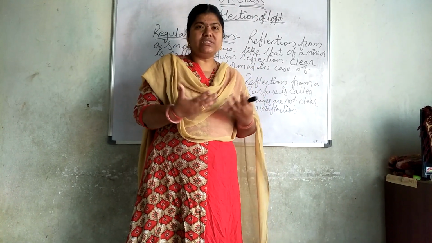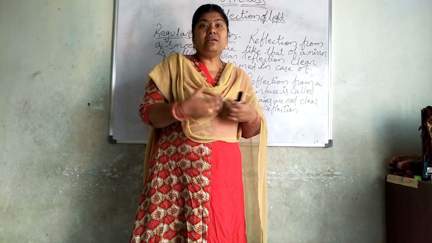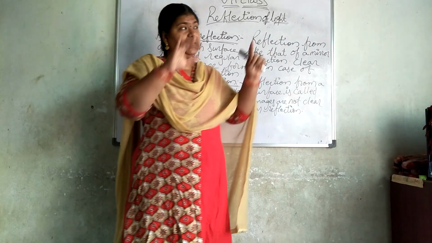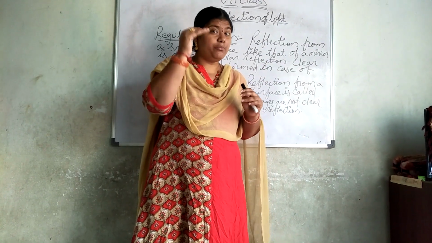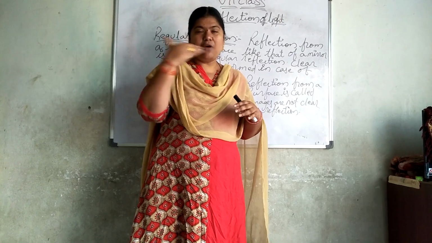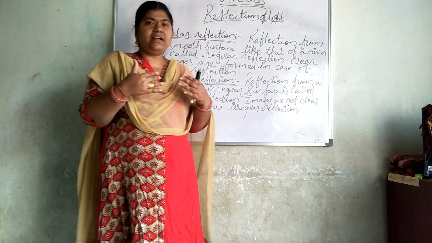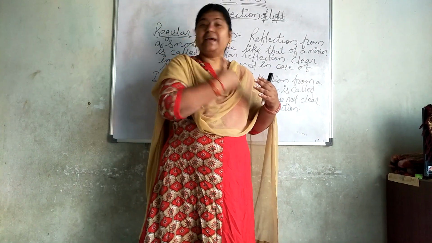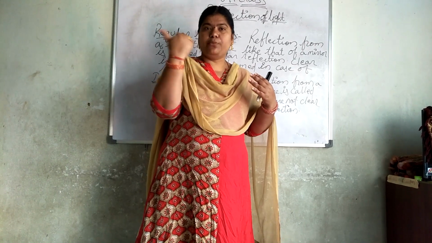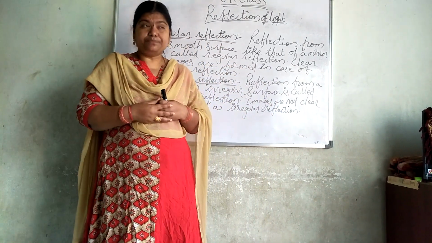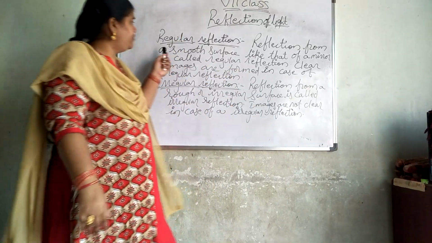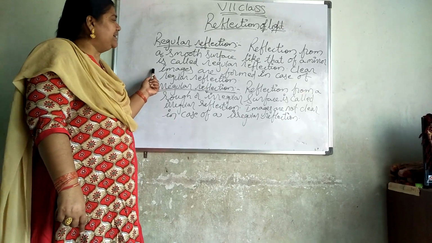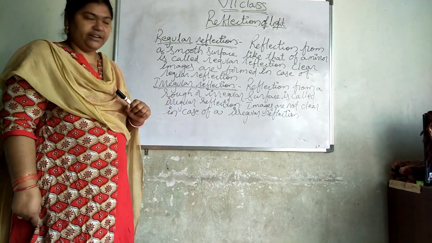You tilt the water and see your image, will it be clear? Why? Irregular reflections are taking place. Even in mirrors it is like that. You see your face in a plain mirror, very clear. You see your face in a broken mirror, it is as if our body has been cut into pieces: head part, mouth part, everything, like our body was broken into two or three pieces. So reflection from a smooth surface like that of a mirror is called regular reflection. Clear images are formed in case of regular reflections.